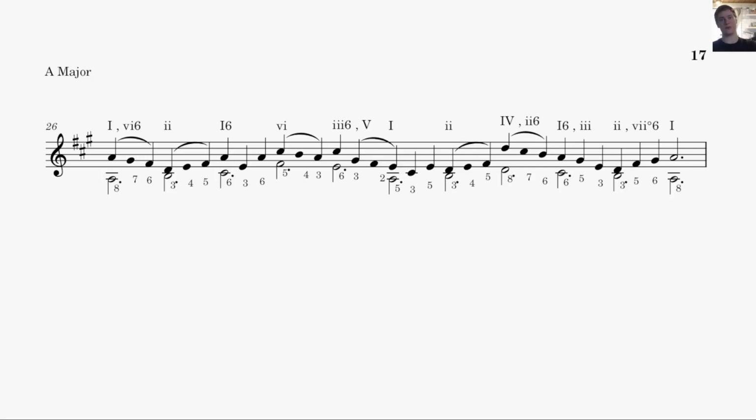Welcome to part 2 of my 3-to-1 counterpoint response video. In this video, I'm going to go over basically direct fifths and octaves and also some parallel fifths and octaves.